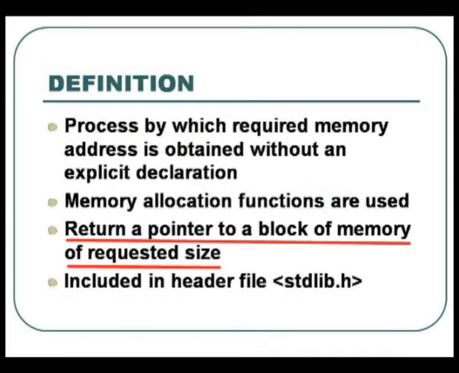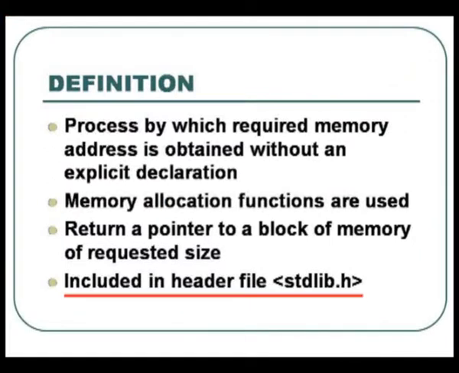So how is the memory allocated? Using a pointer variable. When you are using the memory allocation function to assign memory to a variable, it returns a pointer holding the address of the first block of memory. And these functions are included in the header file stdlib.h, that stands for standard library. So like in normal C programs we use stdio.h, when you are using dynamic memory allocation, all your programs should have the header file stdlib.h.